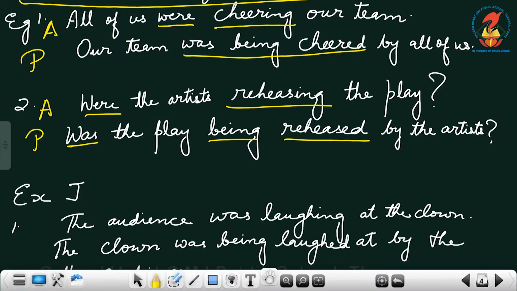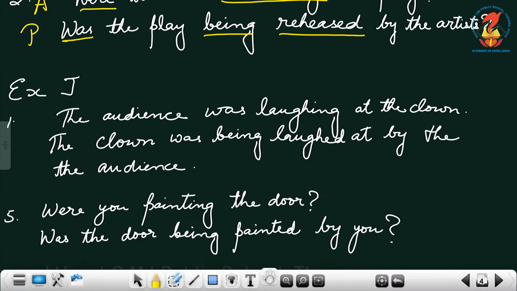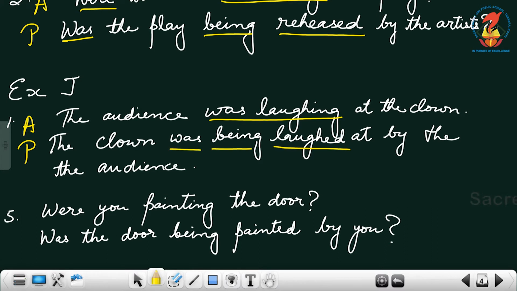Now when you come to your textual exercise, exercise J, the audience was laughing at the clown. You can see was laughing is past continuous. And how will you convert it into passive voice? This is active voice, and the passive form, the clown was being laughed. So laughed at will come, laughing at, the clown was being laughed at by the audience.